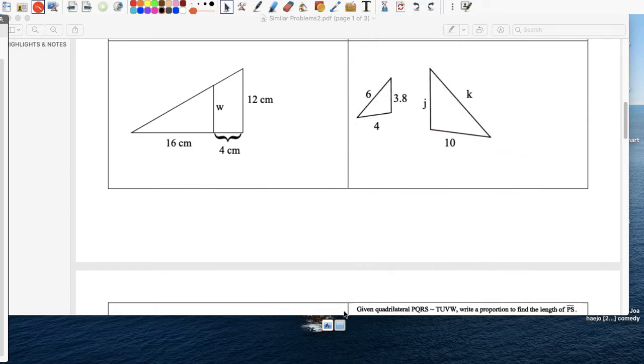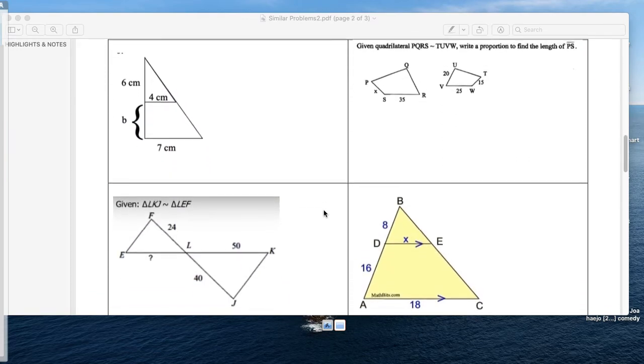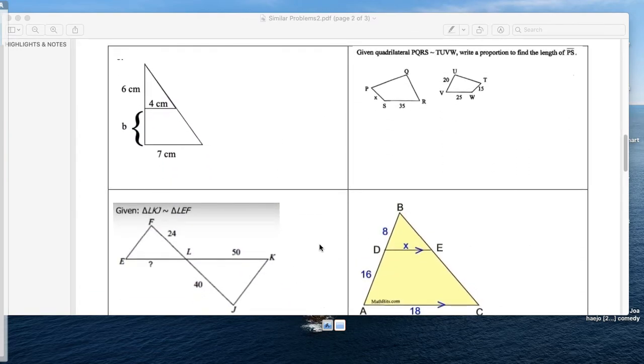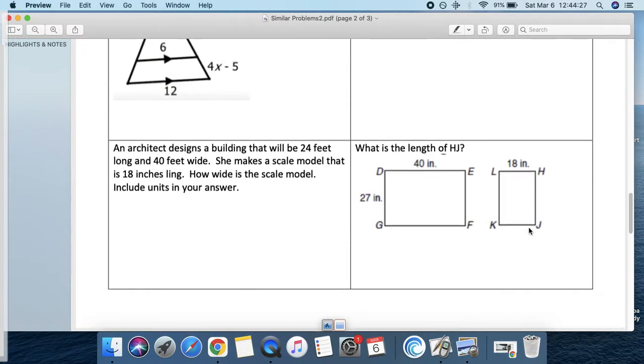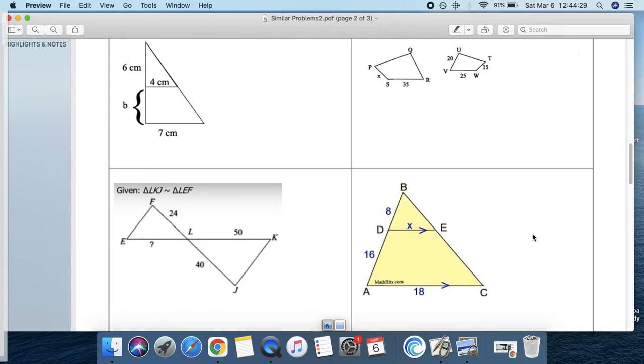I forgot to do this last night. Okay, same thing. No, let me just raise it just a little higher. Where are we? No, no, no. Right there.